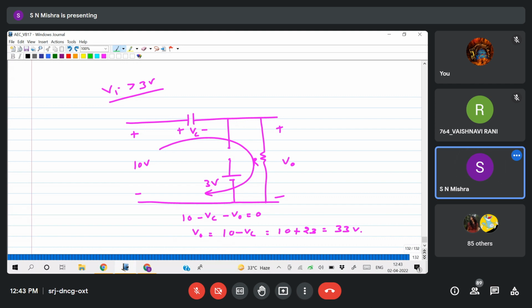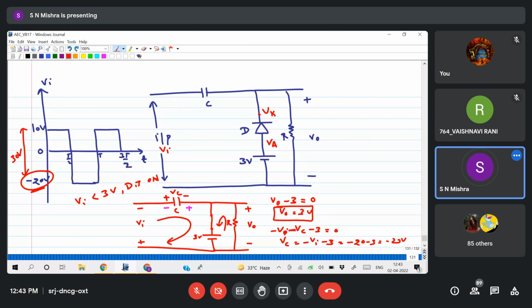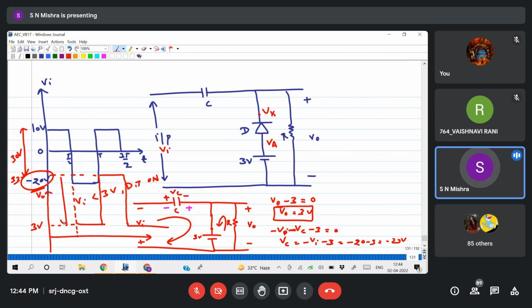Now how to draw the waveform? See here, this is my input signal. What I'll do, first I'll take the negative half cycle because mostly in the negative half cycle the diode will be on. When I am taking the negative half cycle or less than 3 volt, the output voltage is 3 volt. This is your 3 volt line, V naught. Then we are getting 33. So 33 means somewhere here. It is overlapping, so you just take it a little bit below. So this point is your 33 volt. You can see from here to here your 30 volt. Input also we are getting 30 volt. So like that it will continue.